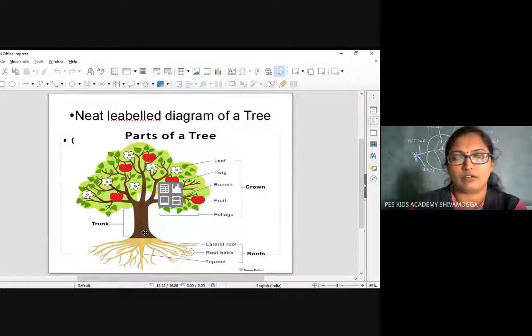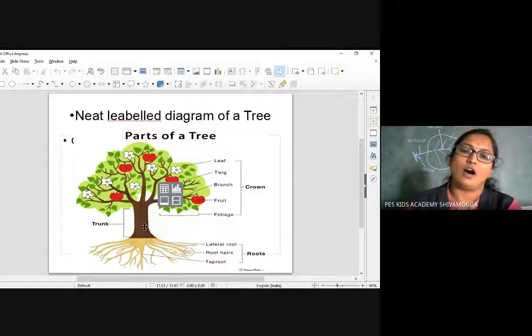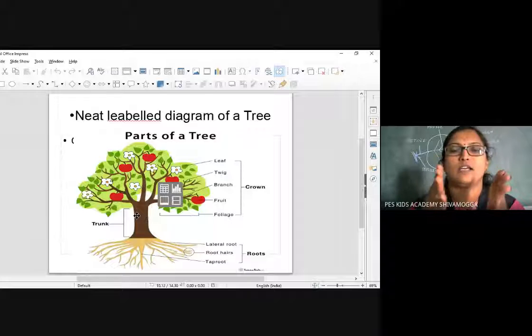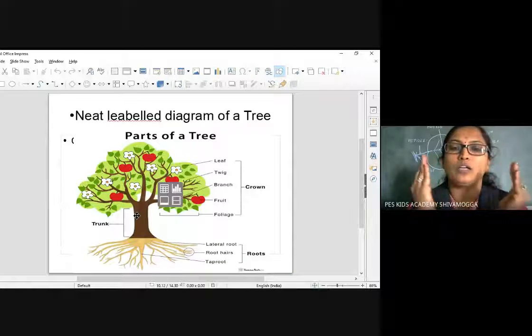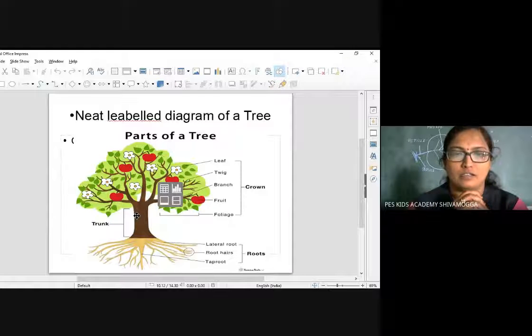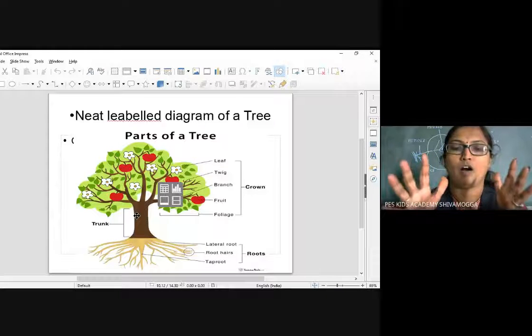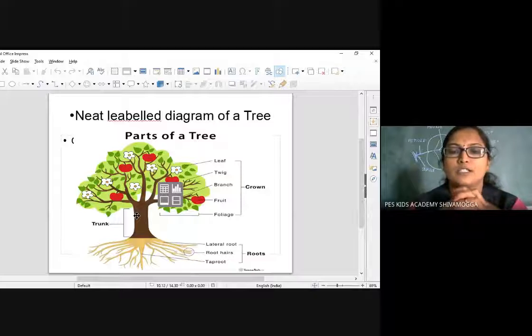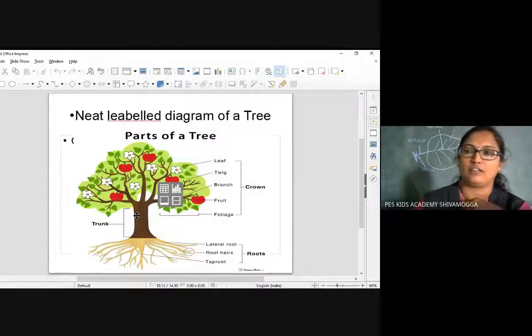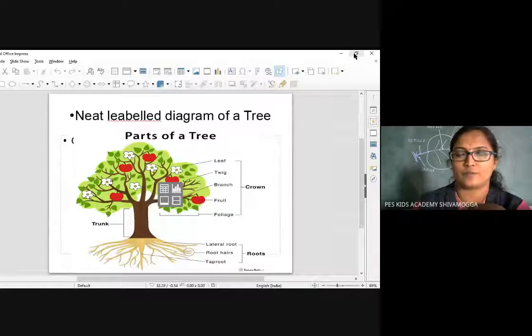And the trunk. What do you mean by trunk? Trunk is a thick stem having an outer layer called bark. It's a thick, hard stem part that grows from the ground, and it helps the tree stand erect.